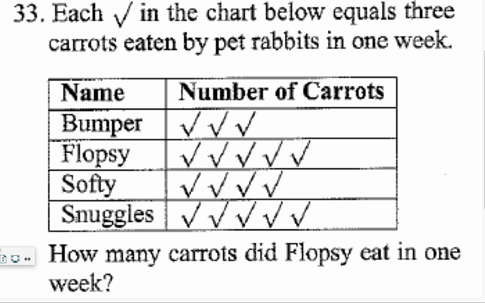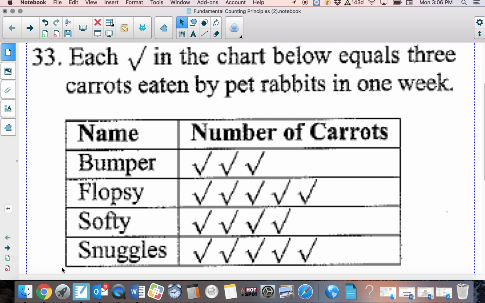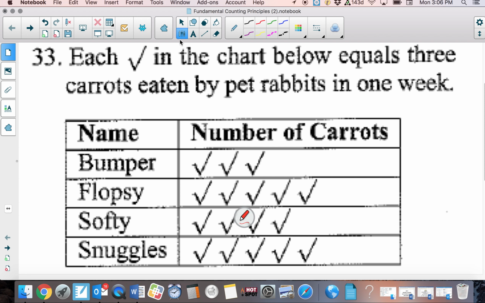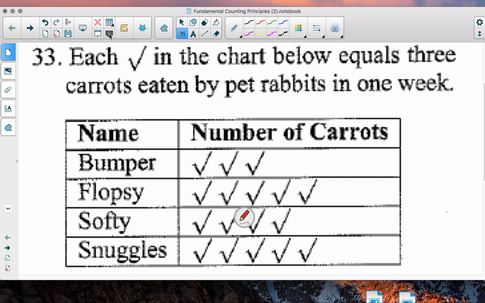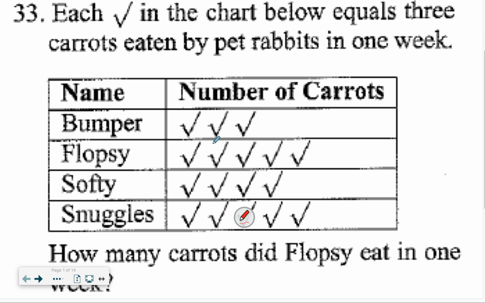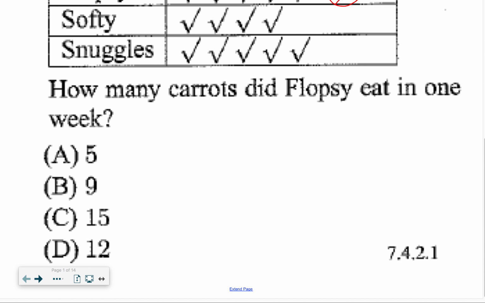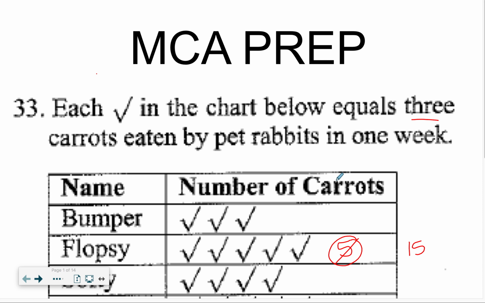All right, so the big detail here that you needed to notice is that this stands for 3 carats. Let's get this marker back into place there. Each check mark stands for 3 carats. We want to know how many carats did Flopsy eat in 1 week. If you said 5, that answer would be incorrect because each stands for 3. Flopsy had 15 carats, which would have been a multiple choice answer had you had the opportunity to see that, but sometimes it's best to try and solve it without that information right there in front of us.